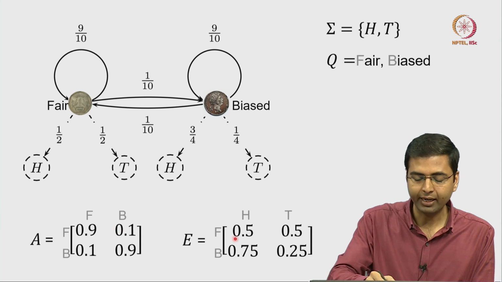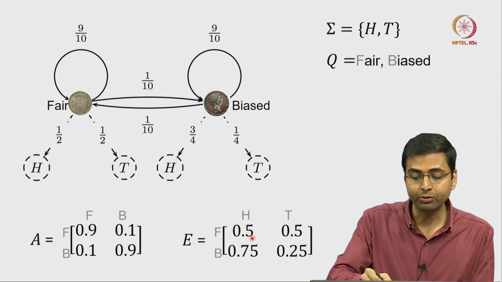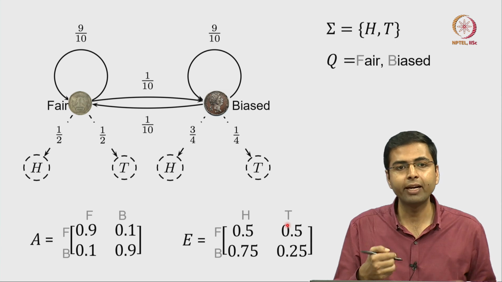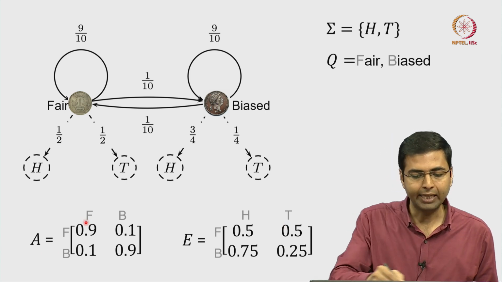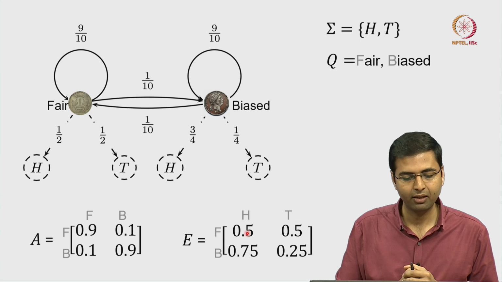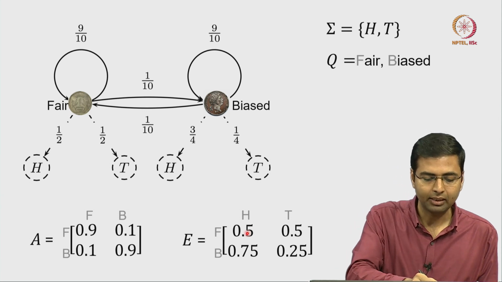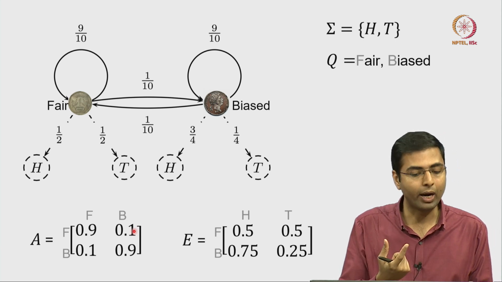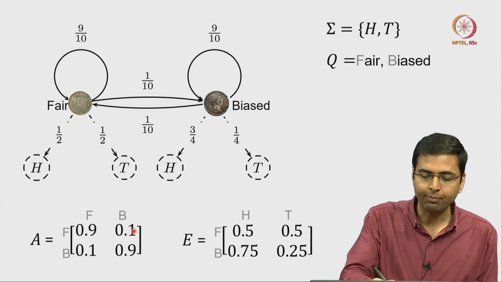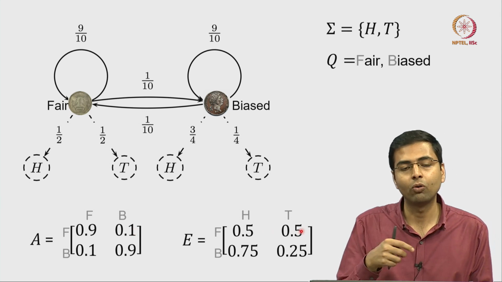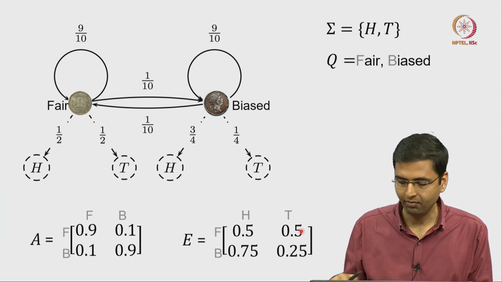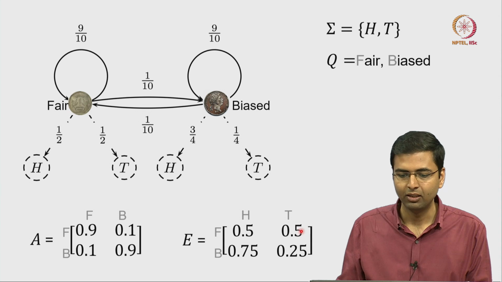Similarly, if we are using a fair coin, then the probability of observing a head is 0.5 and the probability of observing a tail is also 0.5. So, this is how we interpret the state transition matrix as well as the emission matrix. Observe that the sum of values in a row of matrix A will always be 1. Similarly, the sum of all the probability values in a row of matrix E will also be 1, right. Okay. So, now we can move forward.